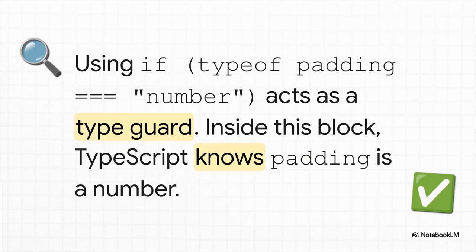And check this out. This is our first big clue in action. By adding a simple if statement that checks typeof padding === "number", we've given TypeScript rock-solid proof. Inside this if block, TypeScript is now like, okay, I get it now. Padding is 100% a number in here. And poof, the error vanishes. This little check is called a type guard. It literally guards the code inside that block, making sure that the types are exactly what we expect.